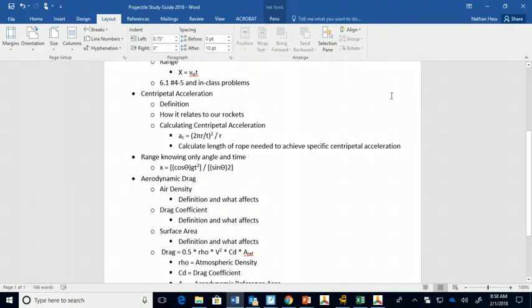So again, centripetal acceleration, the definition is like center-seeking acceleration. It's that acceleration that's moving something in a circle, right? And how it related to our rockets was that our rockets aren't undergoing centripetal acceleration. It's all just straight line acceleration, because centripetal is curved.